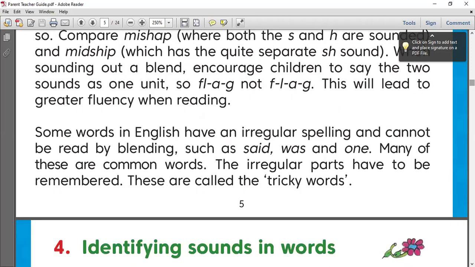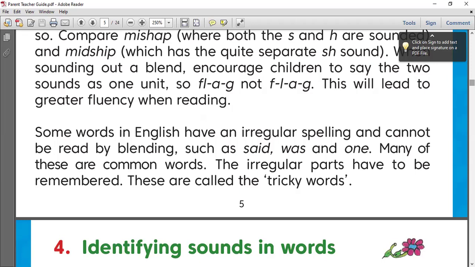Some words in English have an irregular spelling and cannot be read by blending, such as said, was, and one. Many of these are common words. The irregular parts have to be remembered. These are called the tricky words.